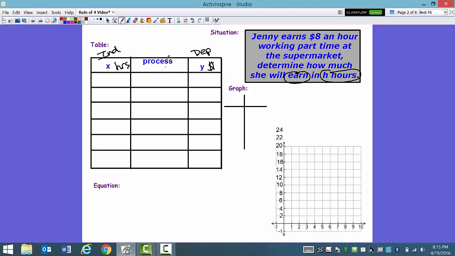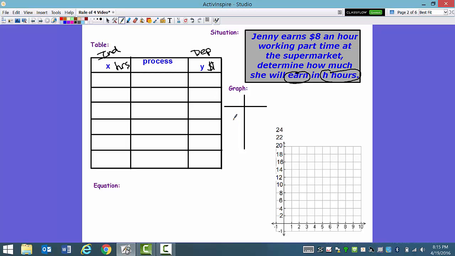Okay, tables. Most tables have this middle column, this process column. Some do not, but this process column is where you say, what process, what operations do I have to do to x in order to find y? So my suggestion is, if your table does not have a process column, add one over here on the end. This is a great place for you to show your work to make sure you don't make any mathematical mistakes.